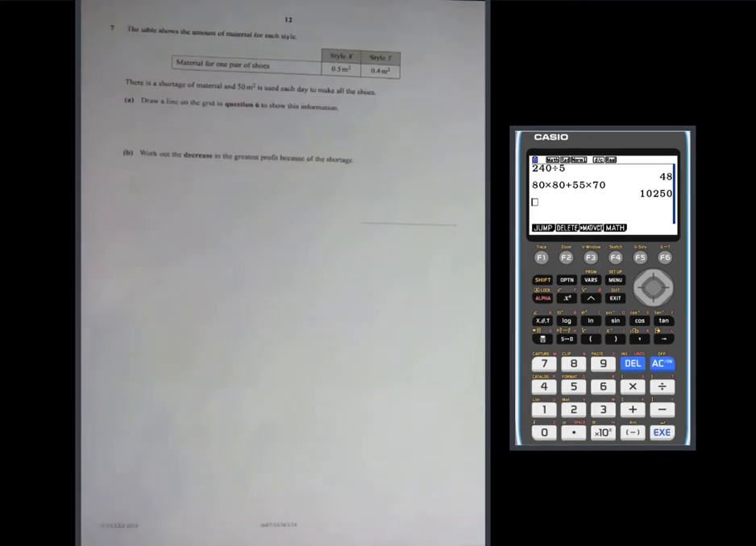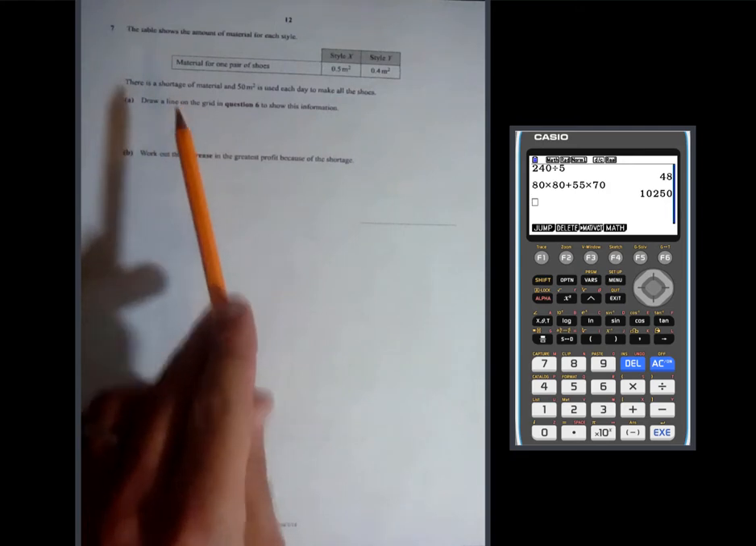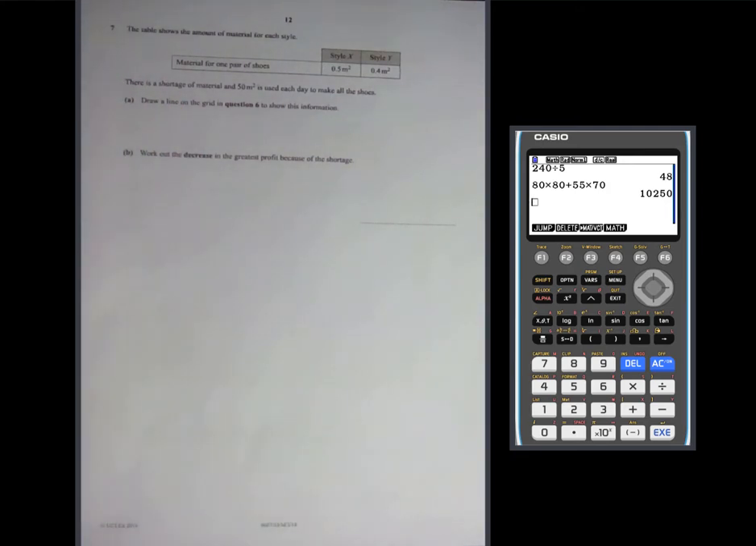Question 7 is the last bit of this mini part, and then the modelling thing does branch out a little bit, changes a little bit. The table shows the amount of material for each style. So now we've got a new consideration coming in. How much material do you actually need to make a pair of shoes?